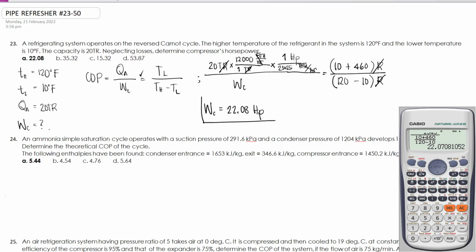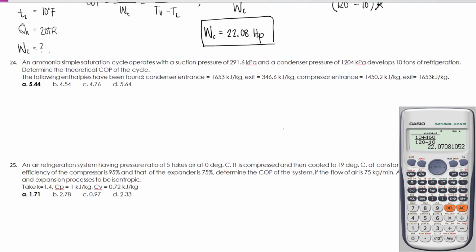Ayun. So, hindi na natin siya sinolve. Pinagpalit lang natin ito, para direktang input sa calcu at direktang makuha ang load. So, that's it. Work input kay compressor, 22.08 horsepower. The next item tayo, itaas lang natin.